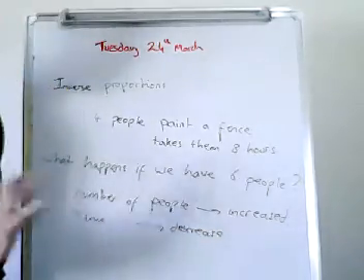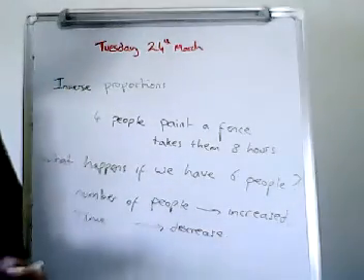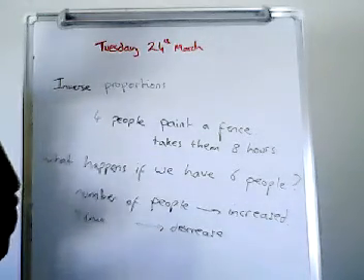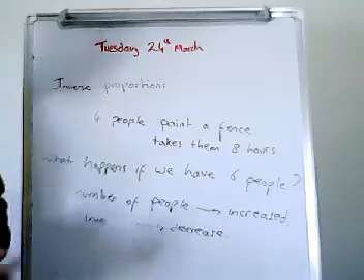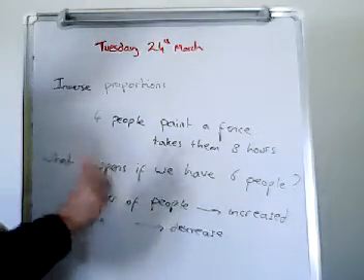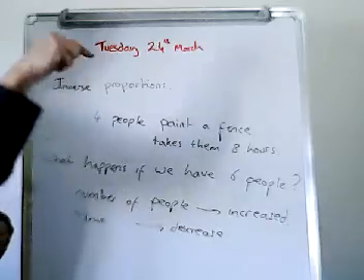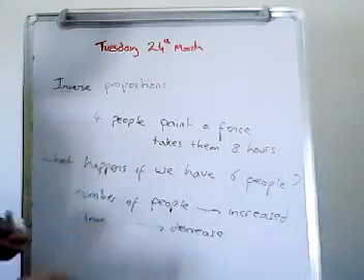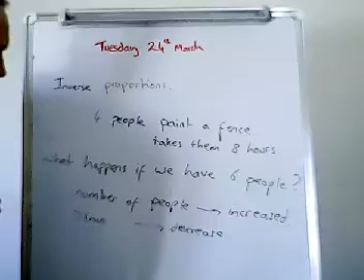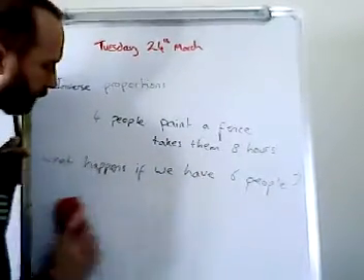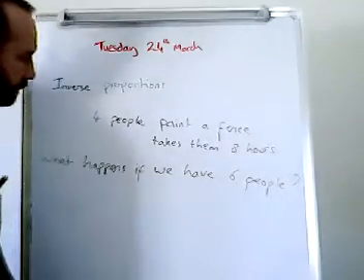So it's not the same as direct proportions. Okay? Get that? It's the difference between direct proportions and inverse proportions. Here, one of the factors is going to go up, and the other factor is going to go down. Alright? So let's go back to our problem at the top here, okay?